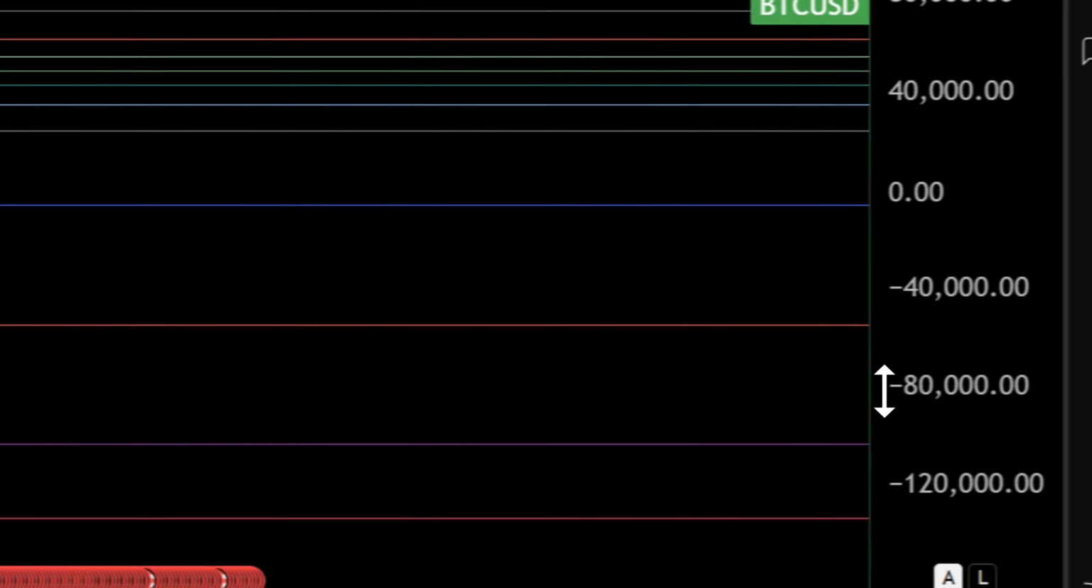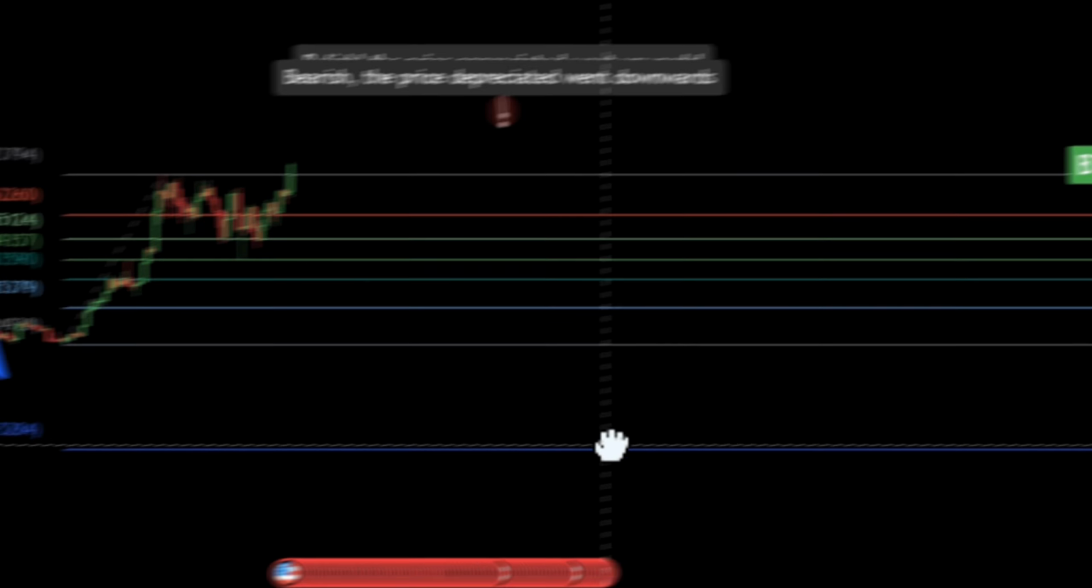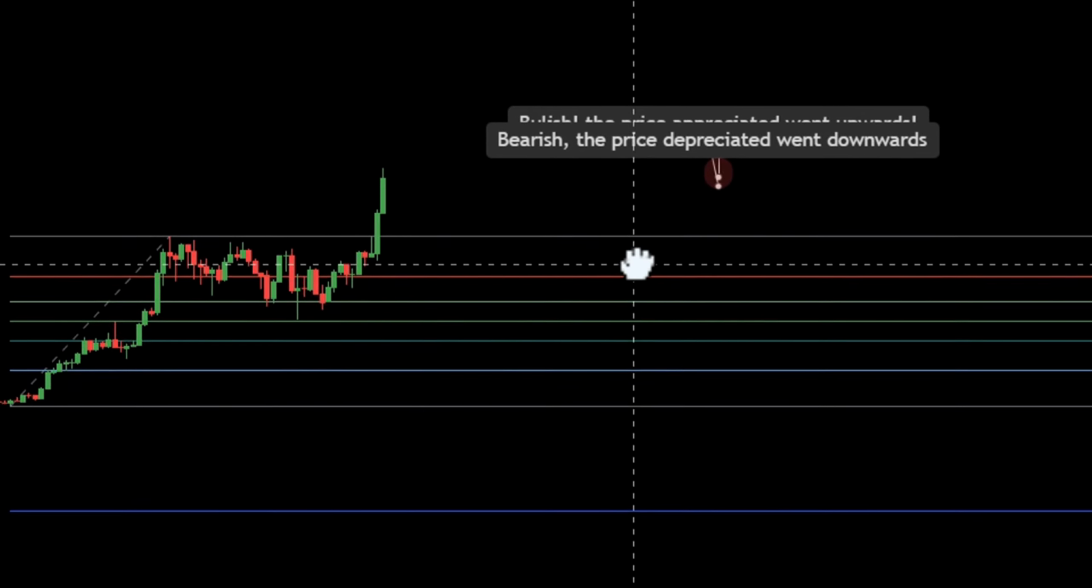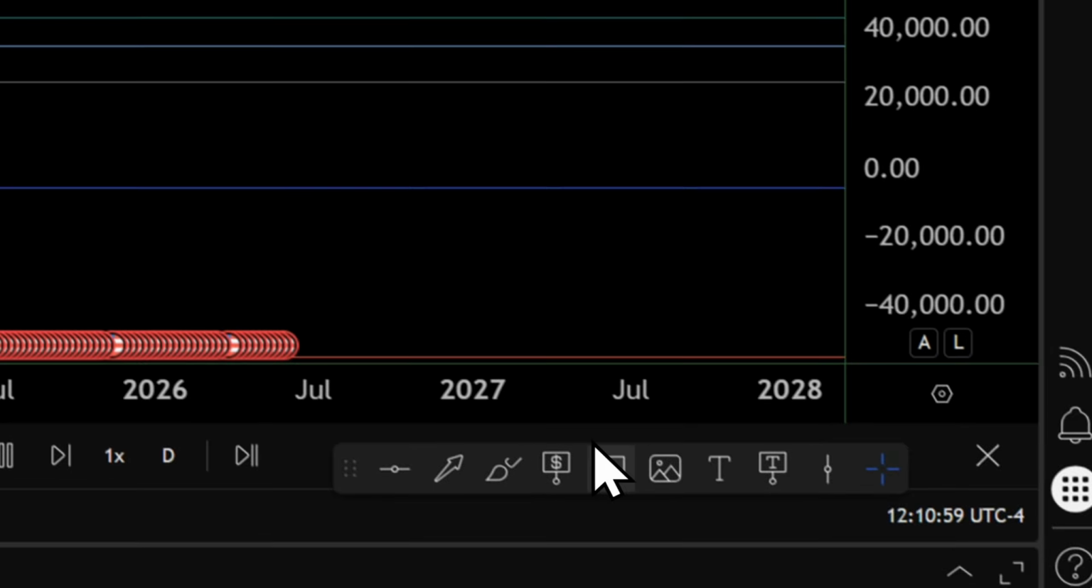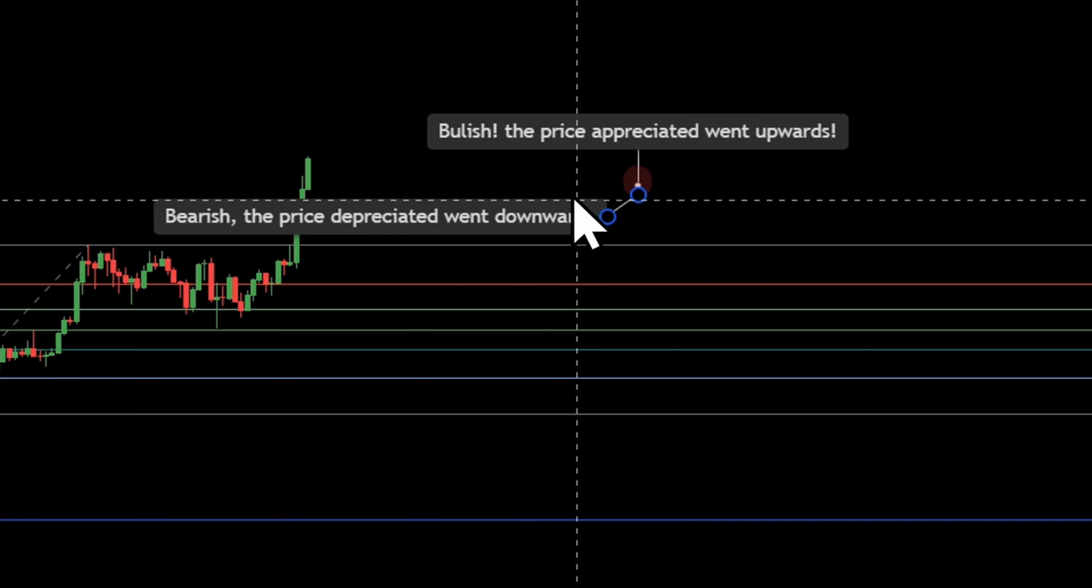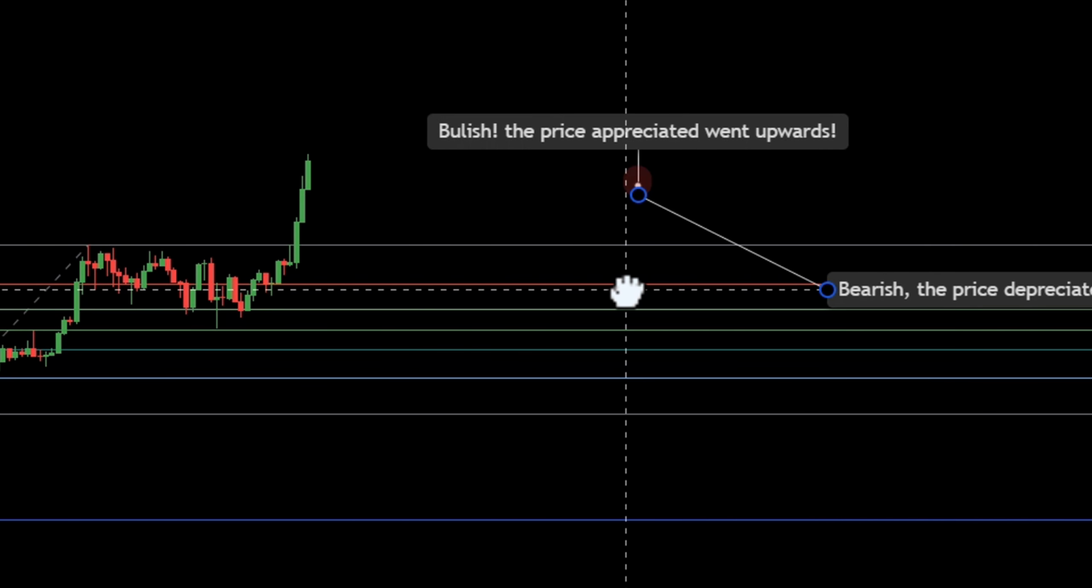That doesn't mean price will always react there, but they are often the first places traders look when searching for potential pullback opportunities. If your chart feels crowded, try hiding some of the less important levels. A cleaner chart often leads to clearer decisions.